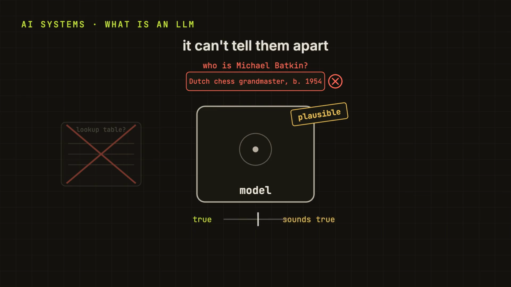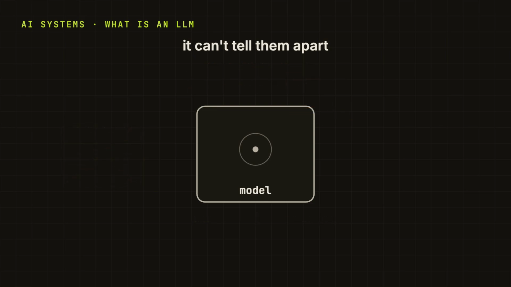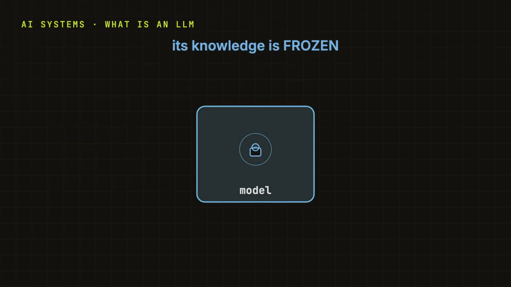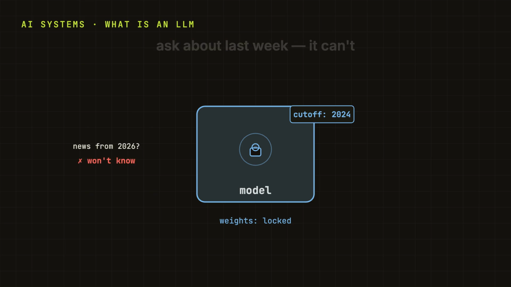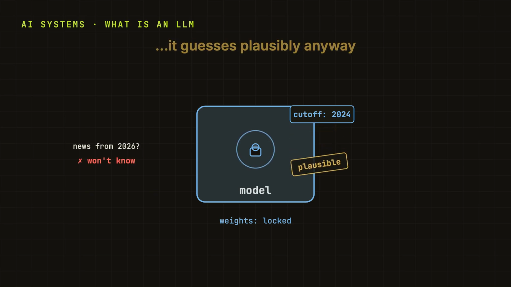It genuinely cannot tell true from sounds true. And there is a second reason it can be wrong. Its knowledge is frozen. Once a model is trained, all the numbers inside it, its weights, basically everything it learned, get locked in place. So it only knows the world up to when it was trained. That's its knowledge cutoff. Ask it about last week and it just won't know. And it won't admit that. It will predict something plausible anyway.